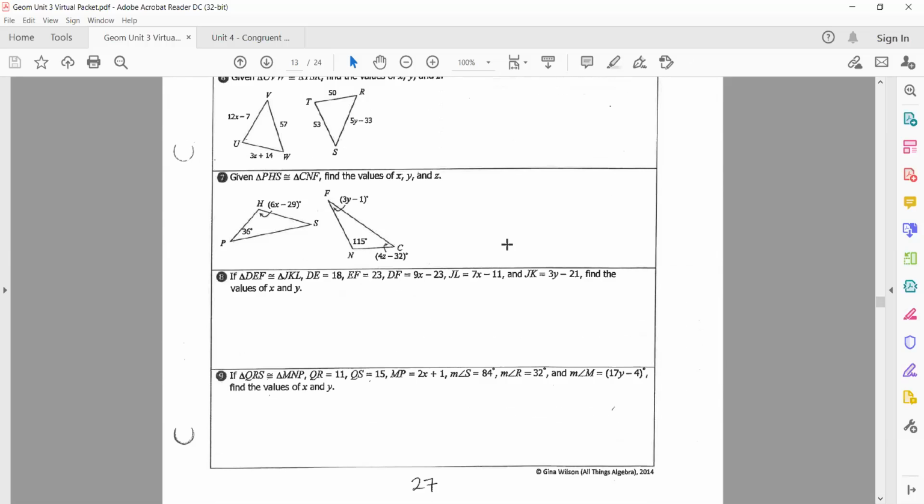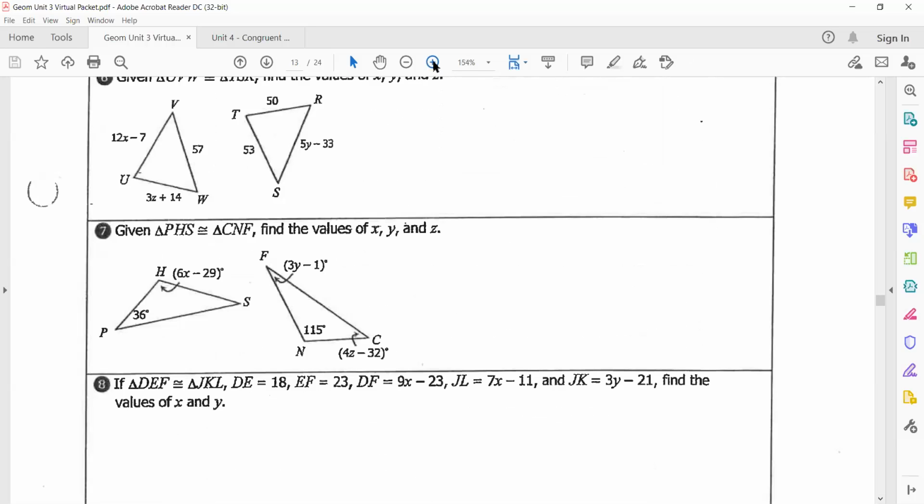Finding congruency, using these values, these expressions that they plug in here, tells you everything you need to know about the given triangles. So take a look at number 7 to start with. Triangle PHS is congruent to triangle CNF. Okay. So what are the corresponding angles that are congruent? What goes with angle P?